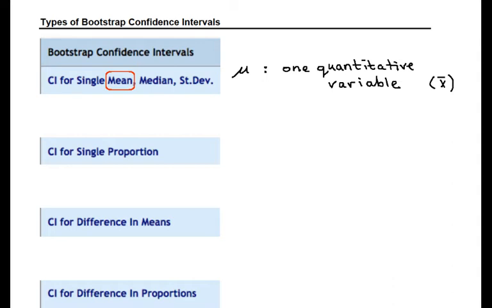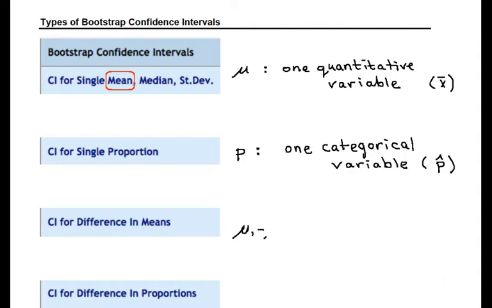For a single proportion, we would call that parameter p, and this would be if we have one categorical variable. And the statistic that we would use to estimate p, and the statistic that our bootstrap distribution would represent, is p hat. For a difference in means, that would be mu1 minus mu2.